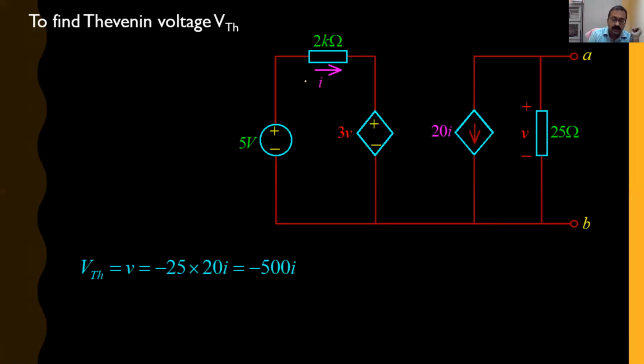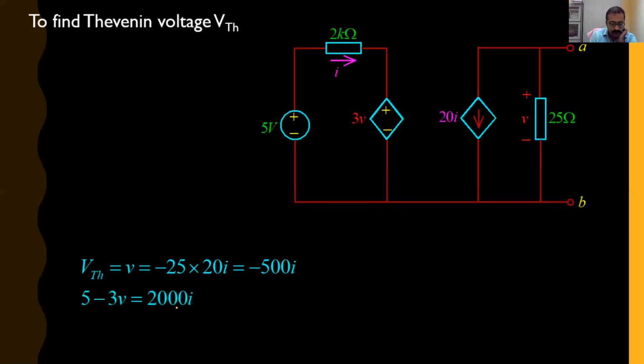Now what next? We have to find the current through this branch. So what will you get? You can apply the loop method. For this assumed current direction, the potential rise 5 minus 3V, divided by 2000, will be equal to what? I. Okay, 5 minus 3V will be equal to 2000I.